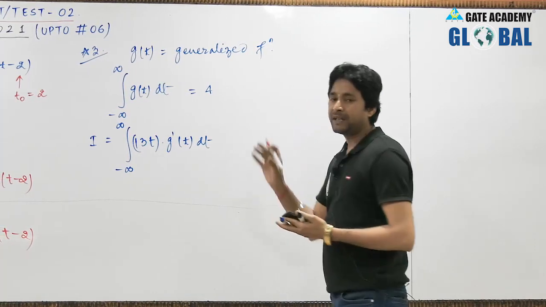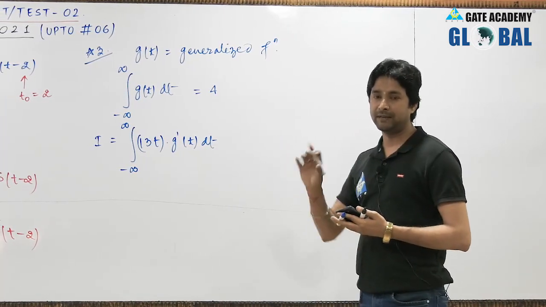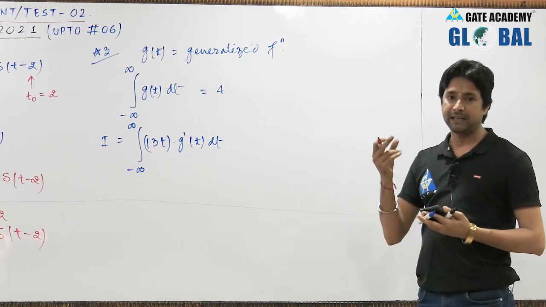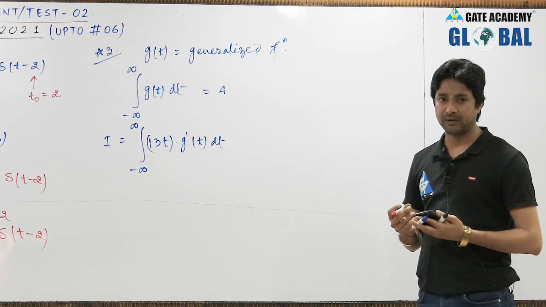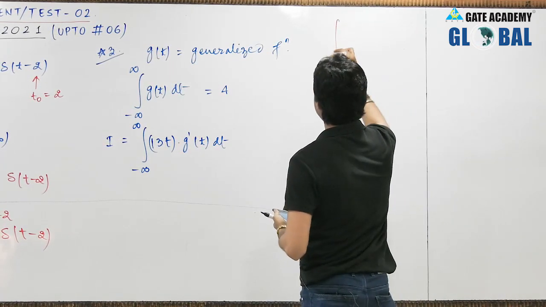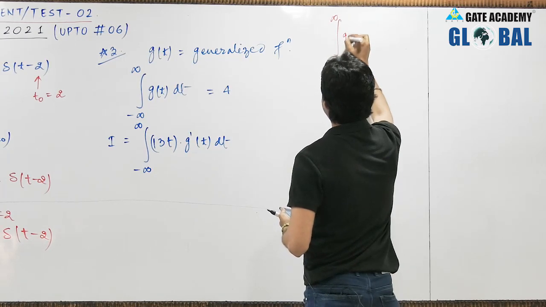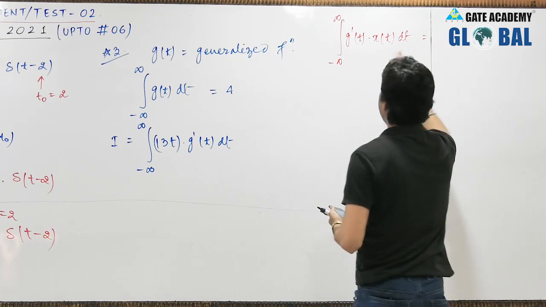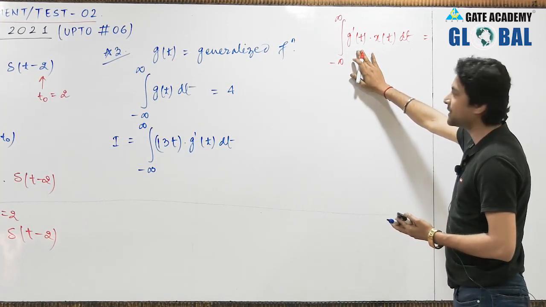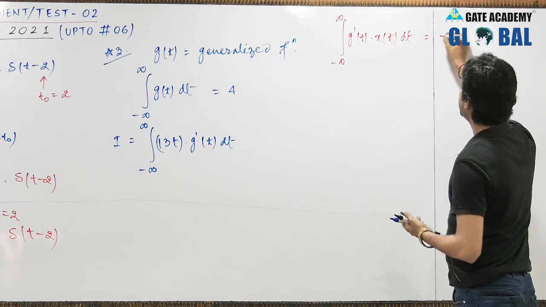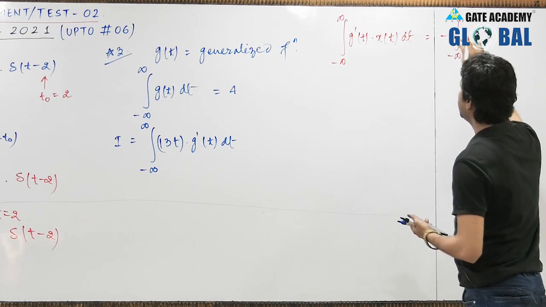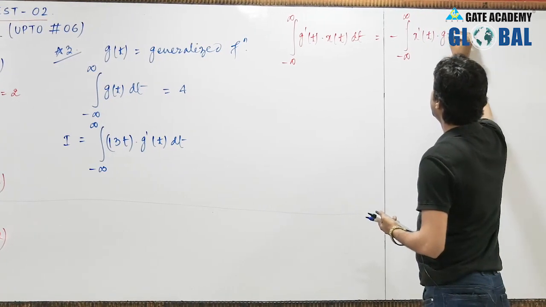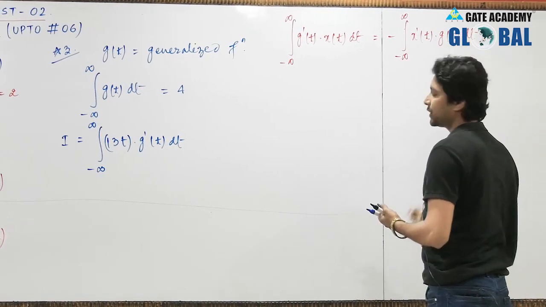Therefore, if the differentiation of g of t is not defined, then we define it in terms of another function. Taking any function x of t that is continuous at t equals 0, you write the integration from minus infinity to infinity of g dash of t into x of t dt. To define the value of the differentiation of a generalized function, you use the result that it equals minus the integration from minus infinity to infinity of x dash of t into g of t dt. So, you know this fact.